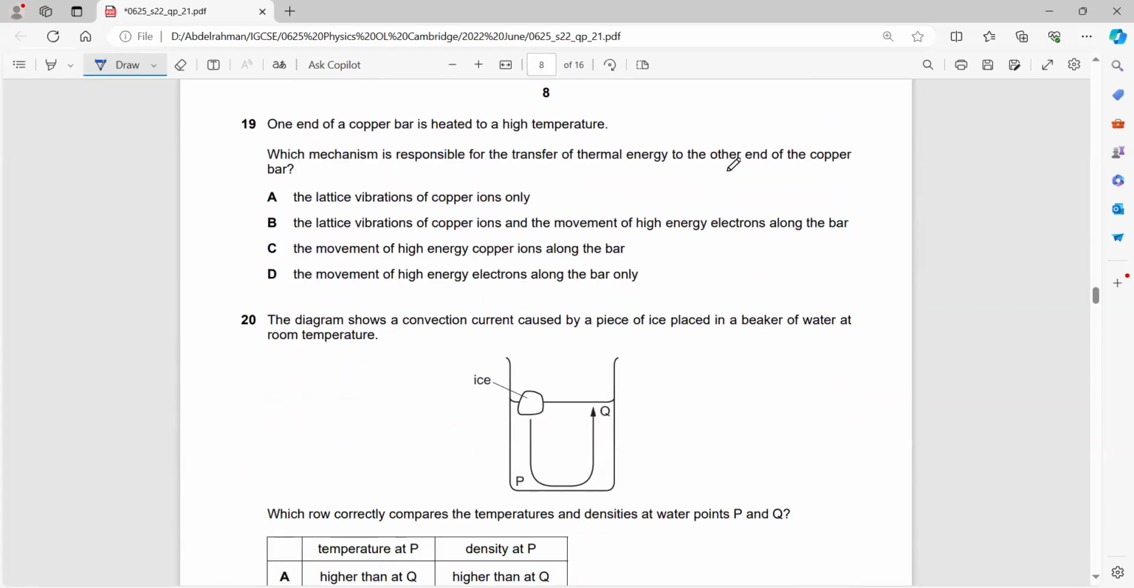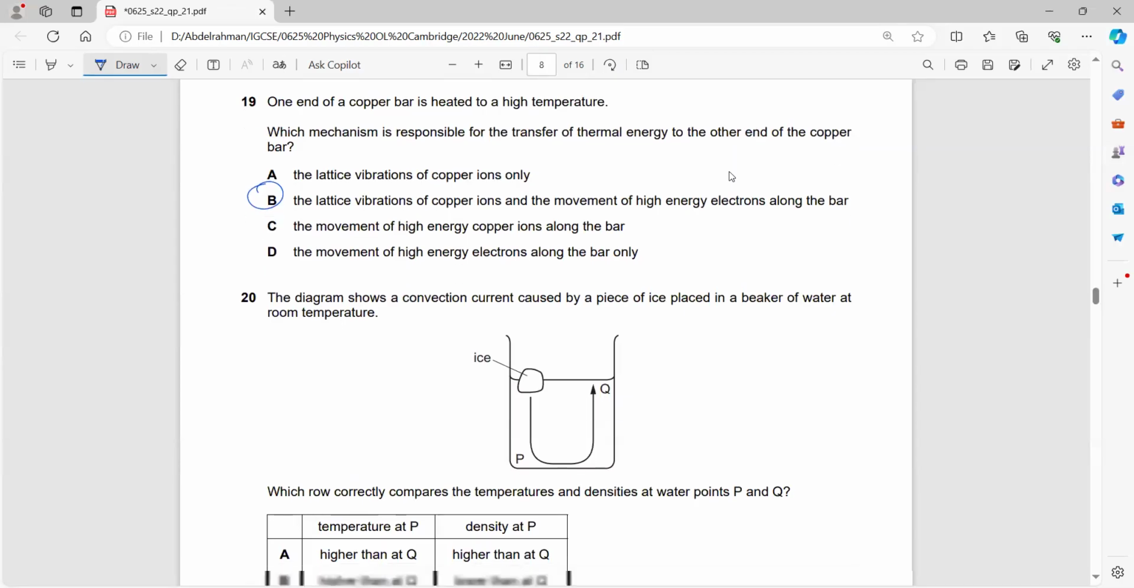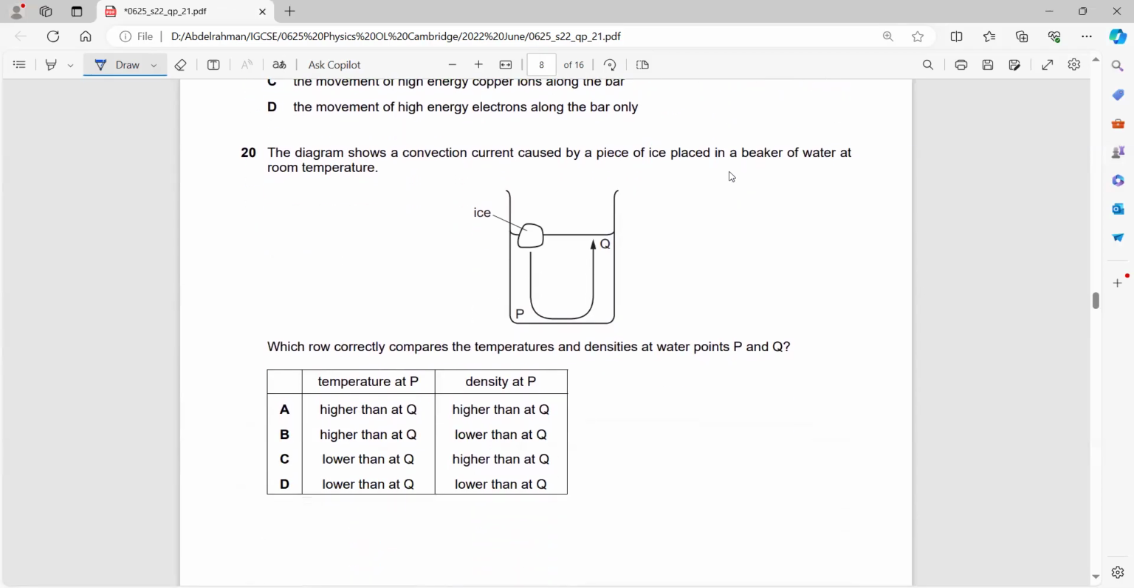Question 19. One end of a copper bar is heated to a high temperature. The lattice vibrations and the high energy electrons. So it would be B. Yes, that is correct. Due to lattice vibration and the electrons. Temperature at P and the density at P.